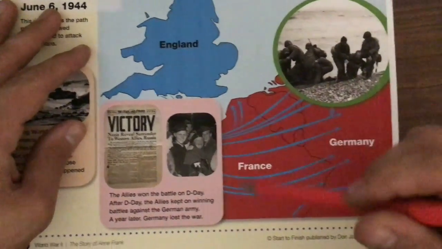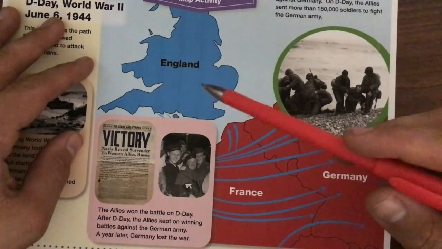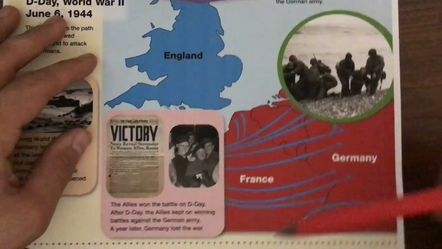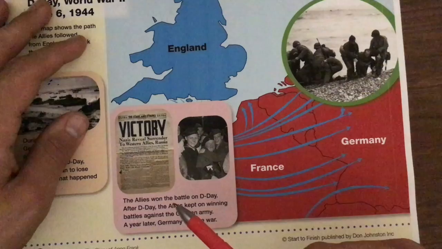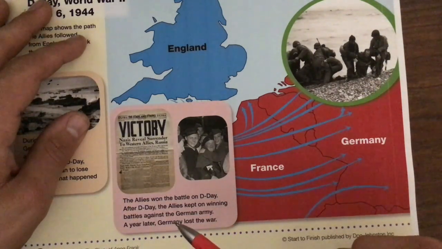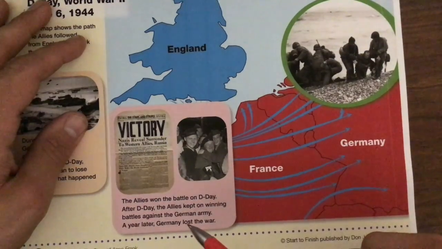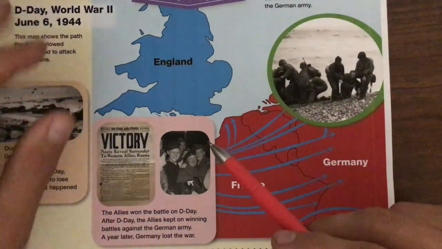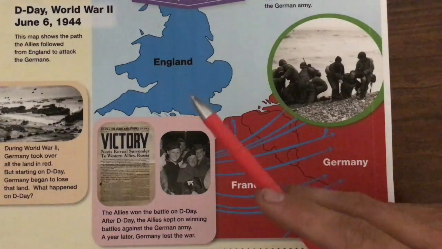Okay, they took up all this land. If I made a prediction, I'd say that this blue part is going to follow these arrows into taking back the red. The Allies won the battle on D-Day. After D-Day, the Allies kept on winning battles against the German army. A year later, Germany lost the war. So D-Day was a turning point. After D-Day, the Allies started to win.